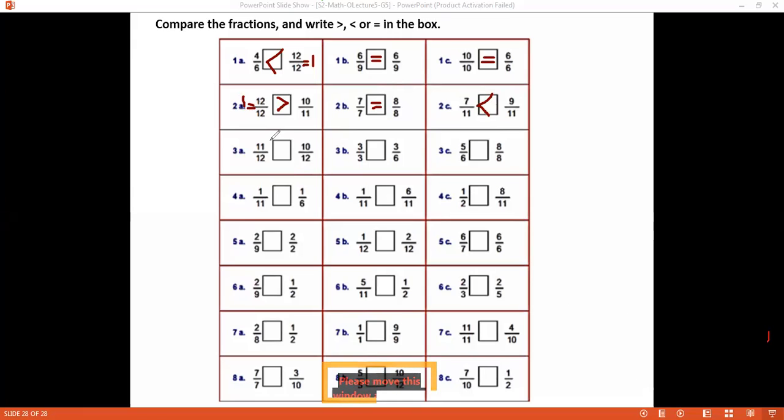11 over 12. Excellent. Is Muhammad beside you? Yes. Yalla Muhammad. 3 over 3 and 3 over 6. Which fraction is bigger? Don't forget that 3 over 3 is equal to 1. So which fraction is bigger? 3 over 6 is bigger. No, 3 over 6 is less than 1. So 3 over 3 is bigger. Okay, Muhammad? So 3 over 6 is a fraction less than 1 because the numerator is less than the denominator. Okay?